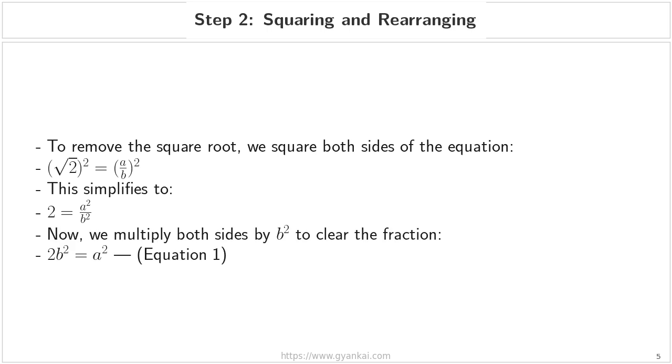To make this easier to work with and to prepare for our next step involving divisibility, we want to clear the fraction. So, we multiply both sides of the equation by b squared. This leaves us with 2 times b squared equals a squared. We will refer to this as equation 1, and we will be coming back to this specific expression very shortly to apply our theorem on divisibility.